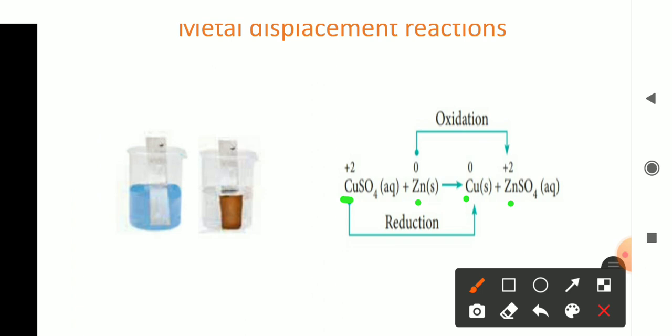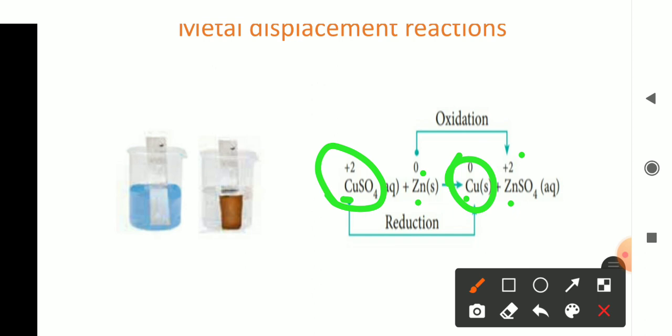And here also both oxidation and reduction are observed. On the reactant side, the oxidation state of zinc is 0, whereas on the product side it is +2. So an increase in charge is observed. Whenever there is an increase in charge, it is termed oxidation. And the reduced species is copper: on the reactant side the charge of copper is 2+, whereas on the product side it is 0. So we can say that copper has undergone a reduction process.